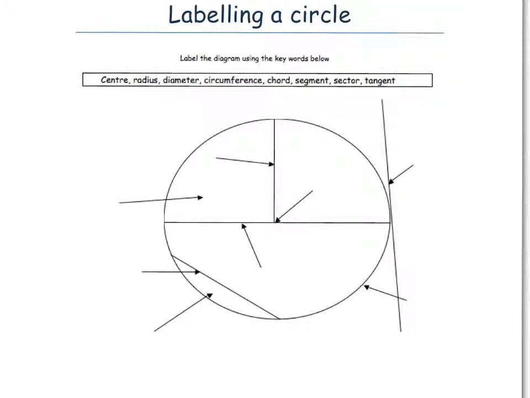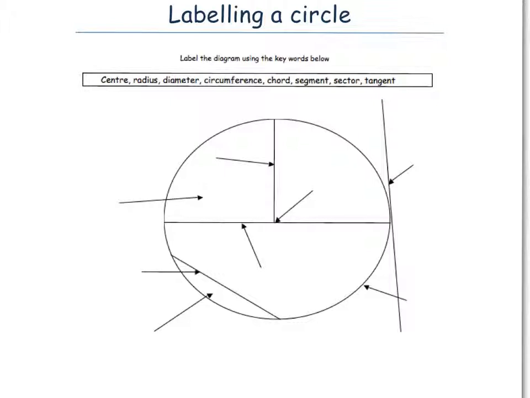Labelling a circle is often a very key question in an exam because it's usually towards the front of the paper and it's usually worth about 3 or 4 marks. You'll generally be asked to draw a circle with a certain radius. So firstly we need to know, what does the word radius mean?